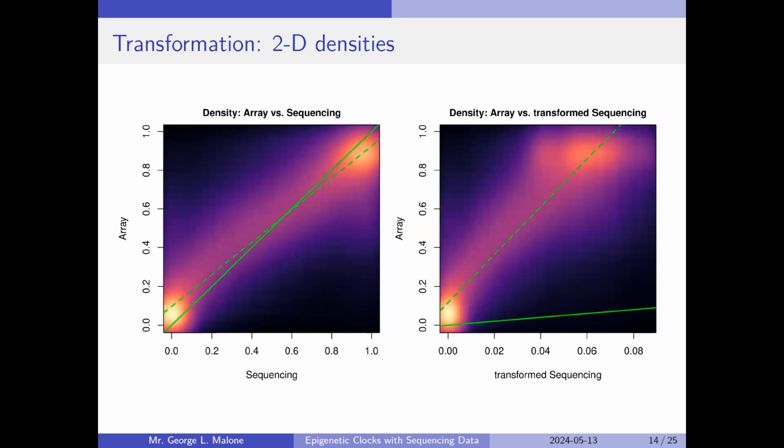You can see straight away that it hasn't worked. Right? Two-dimensional density of the transform data. Again, the solid line is what we're aiming for, and it's very far off, and the variability increases as you increase over the range of array data. So we don't chase this up anymore.